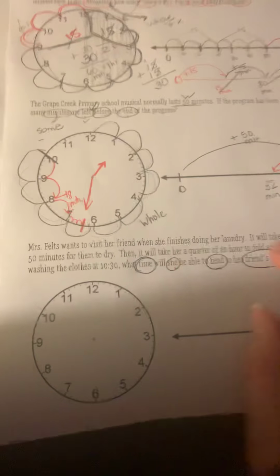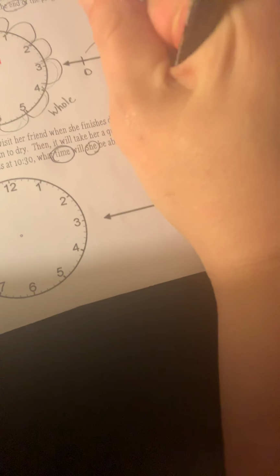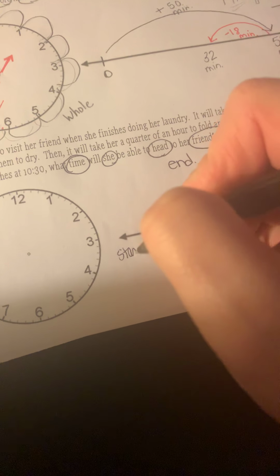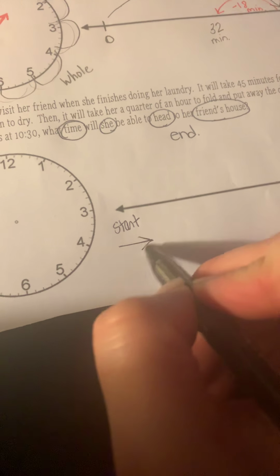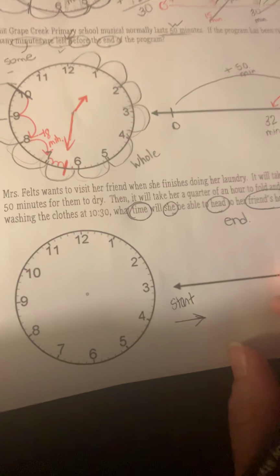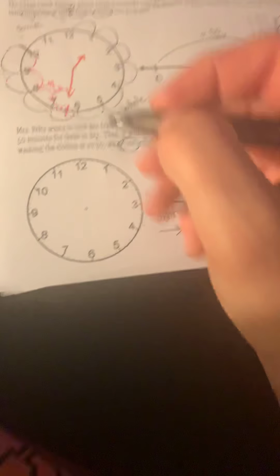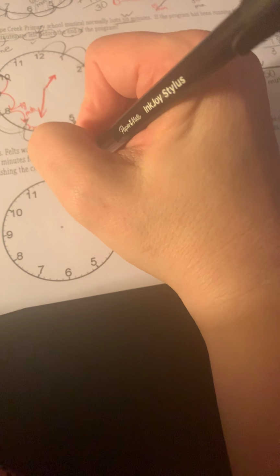So when she is planning to leave for her friend's house, is that the beginning or the end? Yeah, that would be the end of her chores. So if we want the end, that means we have a start and we're looking for the ending, which tells me my direction is forward. Well, what time did she start? It says she started at 10:30. So we're going to use the clock to show 10:30. This is our hour. These are our minutes.